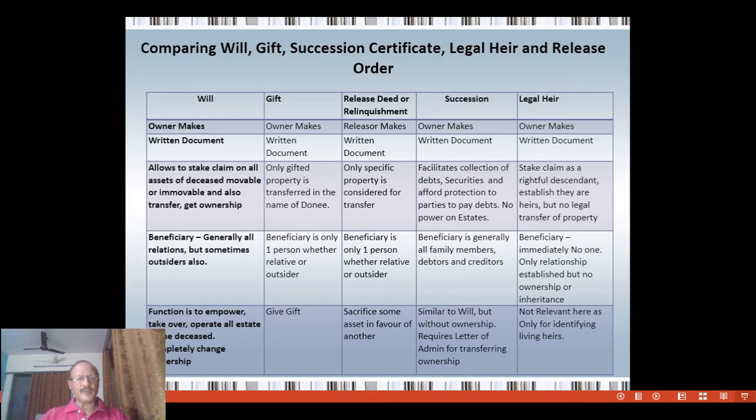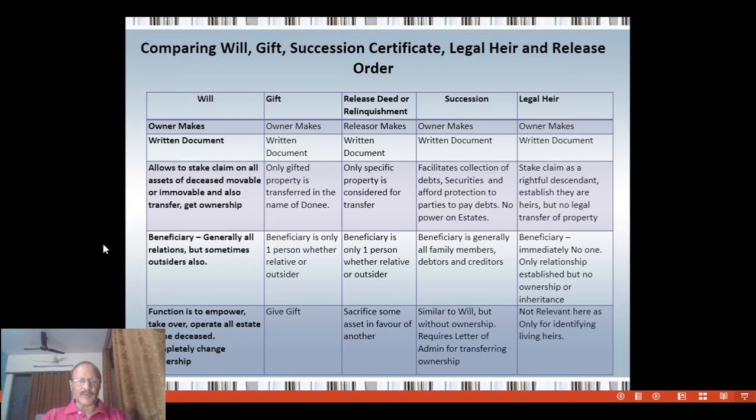Who benefits out of this will? Everybody. Who was the relation? Gift, the person who receives it. Similarly, the release deed, and in case of succession certificate, again all the family members, debtors and creditors. In case of legal heir, it is not applicable, no one is there.